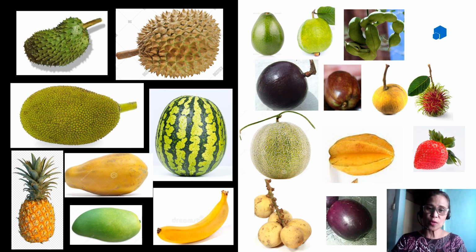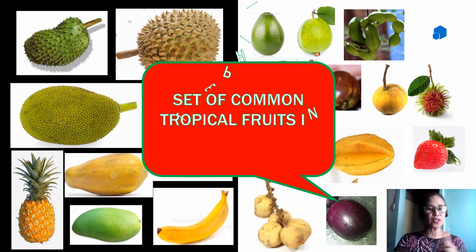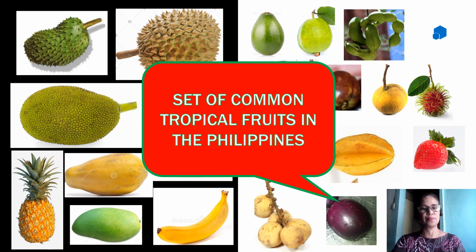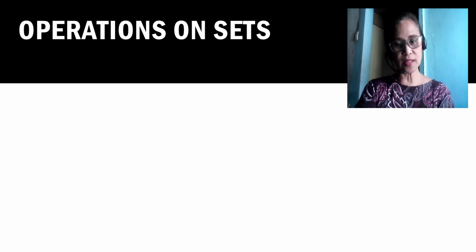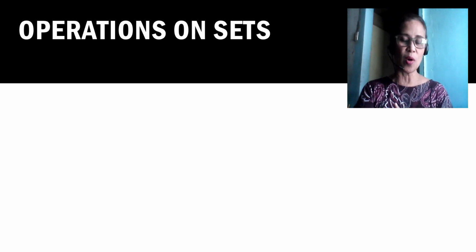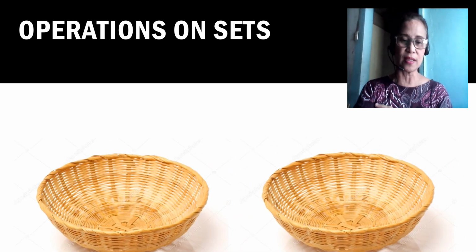The easiest way of illustrating union and intersection is through sets. So I have here the most common tropical fruits in the Philippines. So these are the set of fruits. I'm going to show you now how sets interact with each other. So we call them operations on sets. Therefore, I'm going to choose fruits and place them in these two baskets.